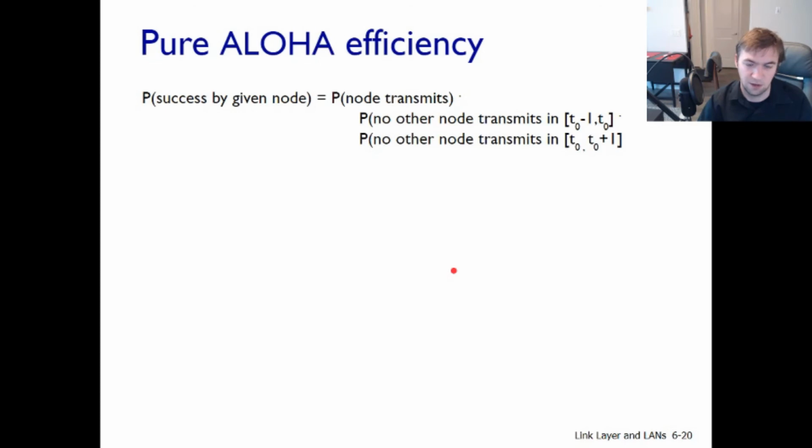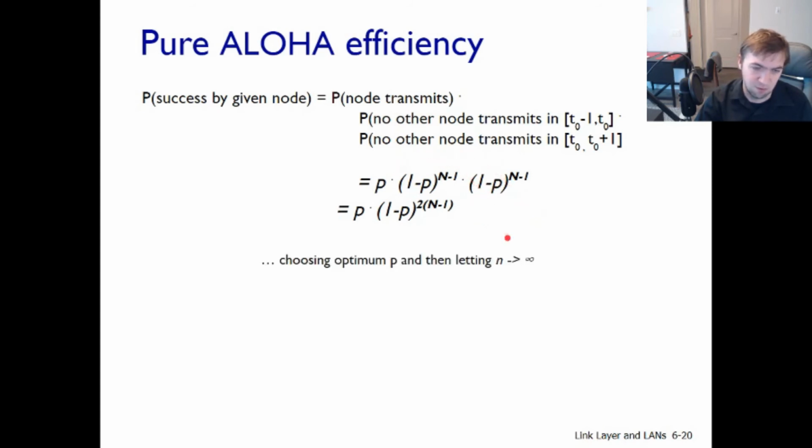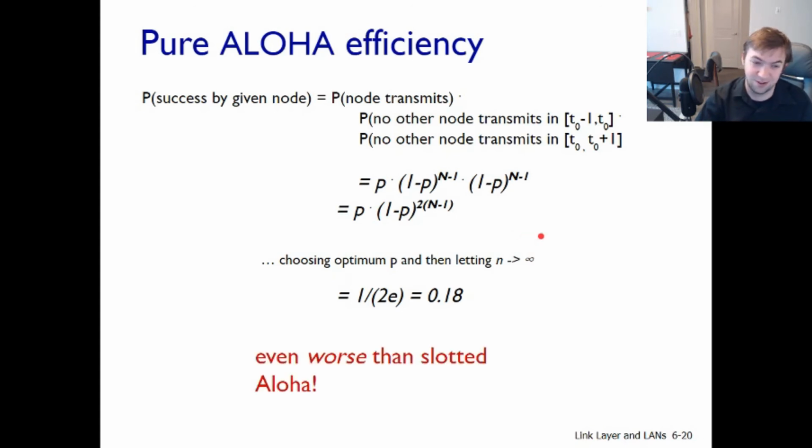Now, if we do all the math here, what do we end up with? Well, this is the formula that you get for it. It's the first probability times the second one times the third one. If we do a little bit of math, we can combine these two. If we choose the optimum probability and see what happens as n goes to infinity, well, we end up with 1 over 2e, which is half as good as we were doing with slotted Aloha. That's not too good either.